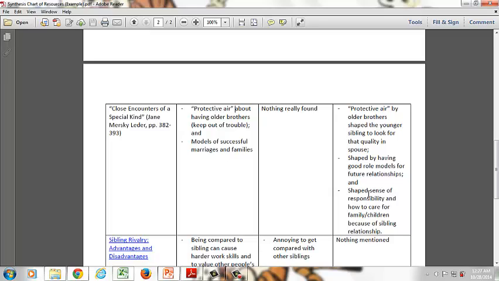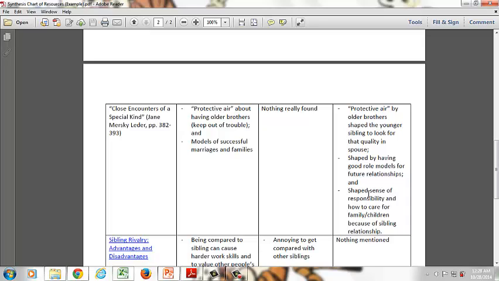So Janice said in the story of Close Encounters of a Special Kind, she said that through these actions of helping her parents with her younger brothers, she developed a sense of responsibility for being able to care for them, which she was shaped by that for her future of how to be able to take care of her own family.